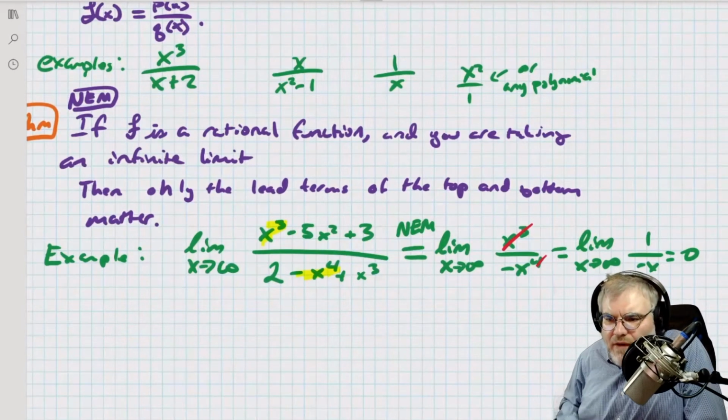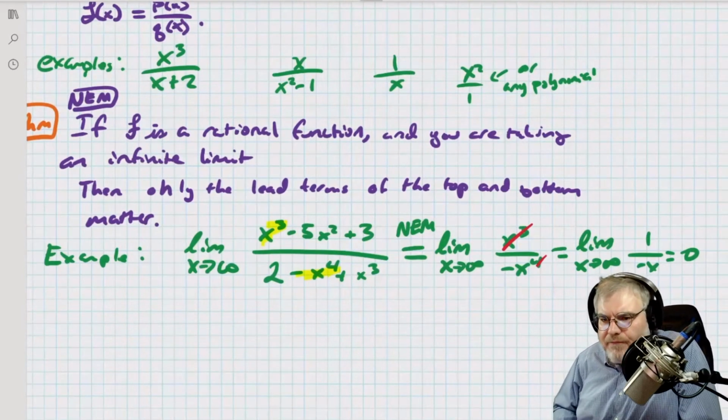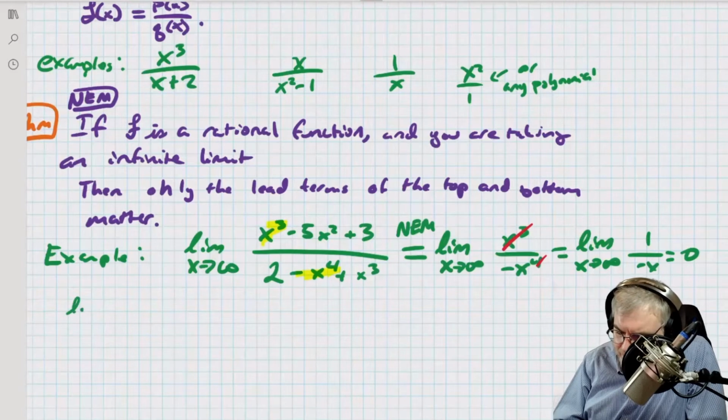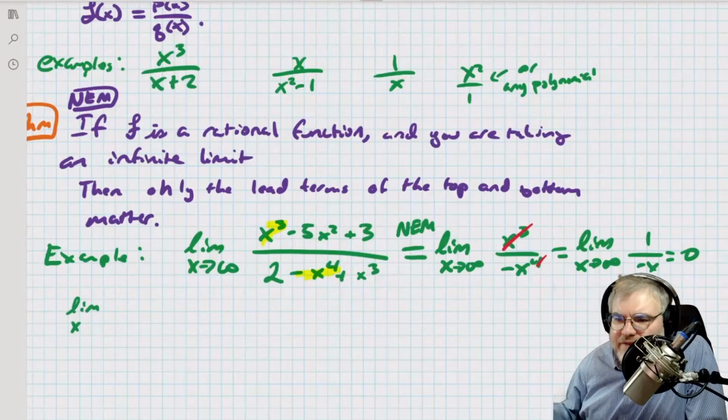All right. So how do we feel about that little trick now? If I've got something rational and I'm going to something infinite, I can just get rid of everything except those lead terms.